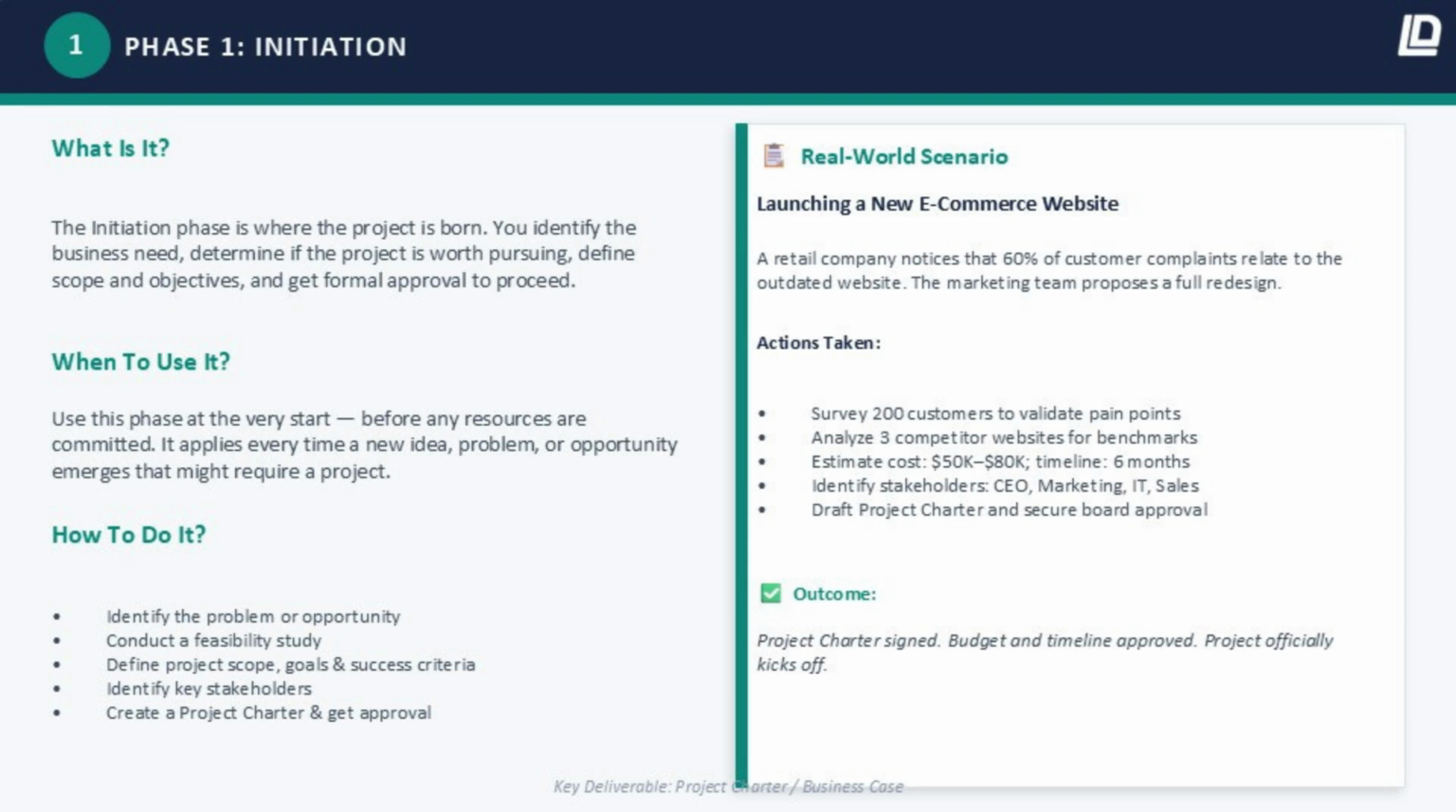That charter gets signed by the executive sponsor. And now, officially, formally, the project exists. The key deliverable coming out of this phase is the project charter, sometimes also called a business case. If you leave initiation without one, you haven't really completed initiation.